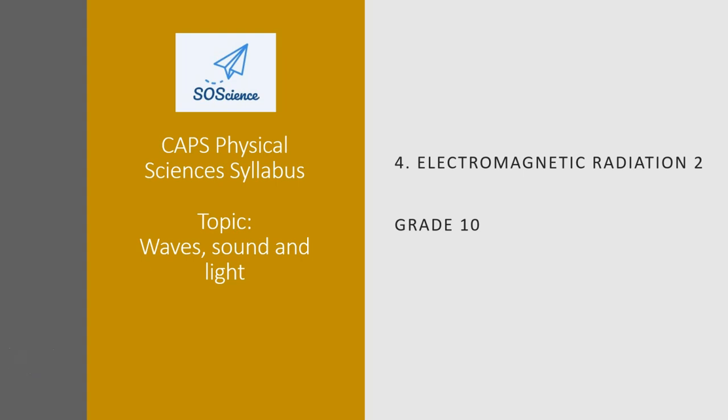Welcome back, grade 10s. In today's lesson, we will continue to learn about electromagnetic radiation. We're going to start off this lesson by discussing each type of electromagnetic radiation, starting with the lowest energy wave, the radio wave, and moving on to the highest energy wave, the gamma wave.